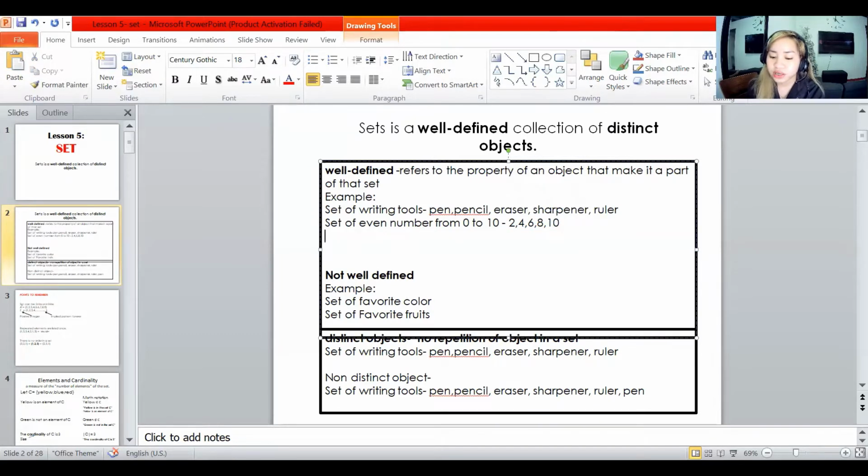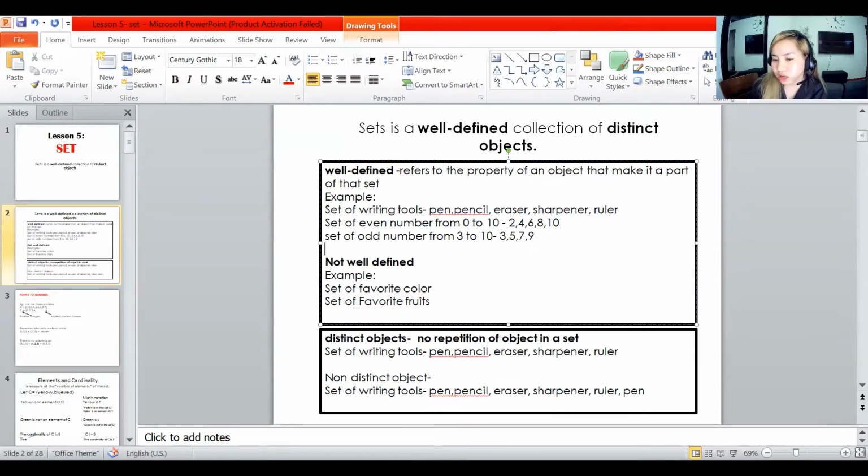Another example, set of odd numbers from 3 to 10. So, set of odd numbers simula 3 hanggang 10. So, ang answer natin is 3, 5, 7, and 9. So, that is a well-defined set. Again, a well-defined set, kapag po connected or related yung mga elements natin sa given set.